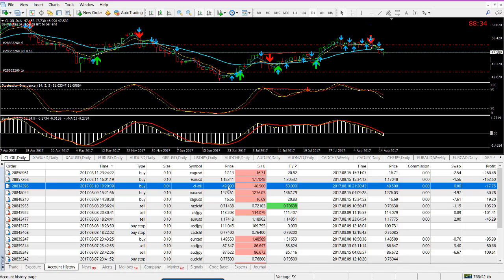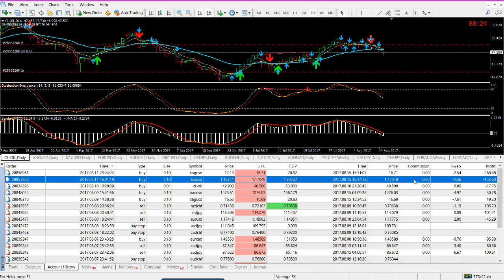As you can see, this is the oil position I have. Because I moved my stop loss so close to entry, I couldn't move it to break even. I didn't get a chance. But yeah, it's $17 lost on this. Not bad. The bad thing is EURUSD. EURUSD moved back. I had a position.